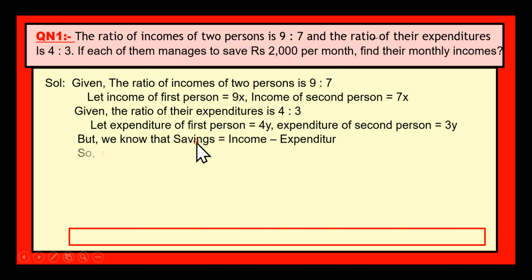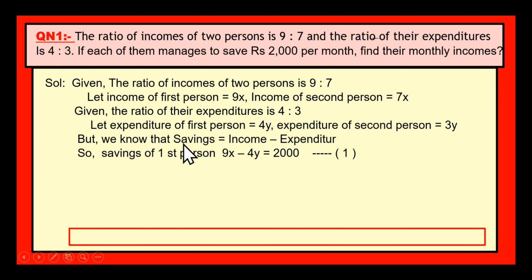Here look at the first person. Saving of the first person is equal to 2000 rupees. How to get saving? Saving is nothing but income minus expenditure. What is the income of the first person? 9x. And what is the expenditure of the first person? 4y. Now if you subtract 4y from 9x, that is 9x minus 4y is equal to 2000. It is the first equation.